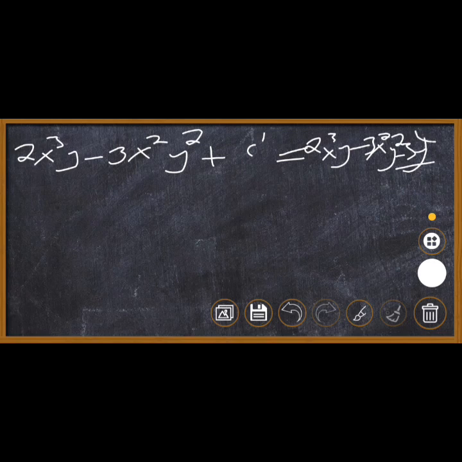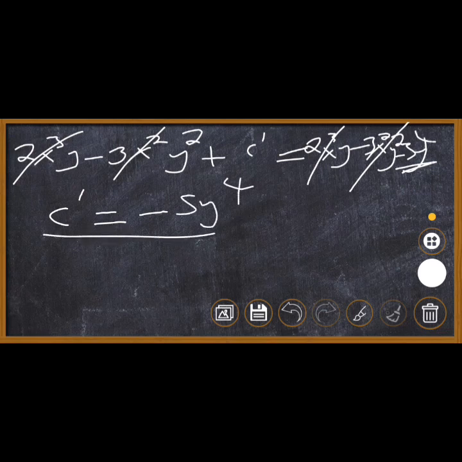So as we can see, this and this will cancel, this and this will cancel. So here we are just going to remain with c prime equals to, we are going to remain with what is here, that is negative 5y power 4. So this is the differentiated expression.